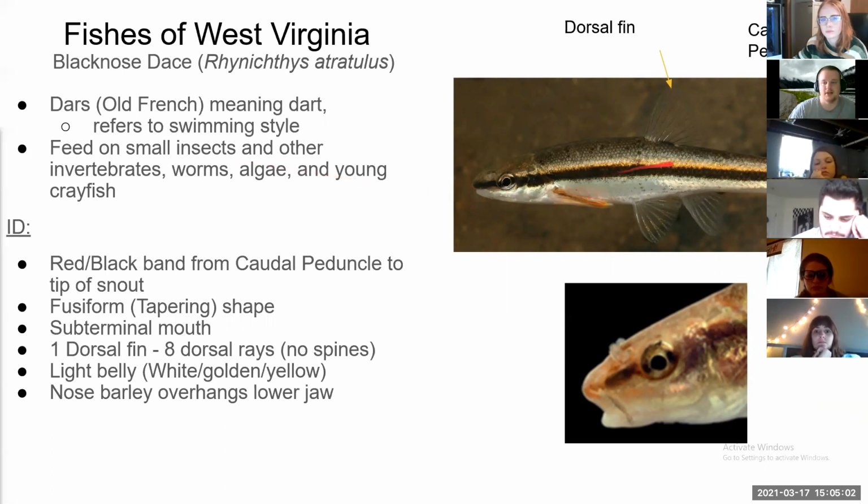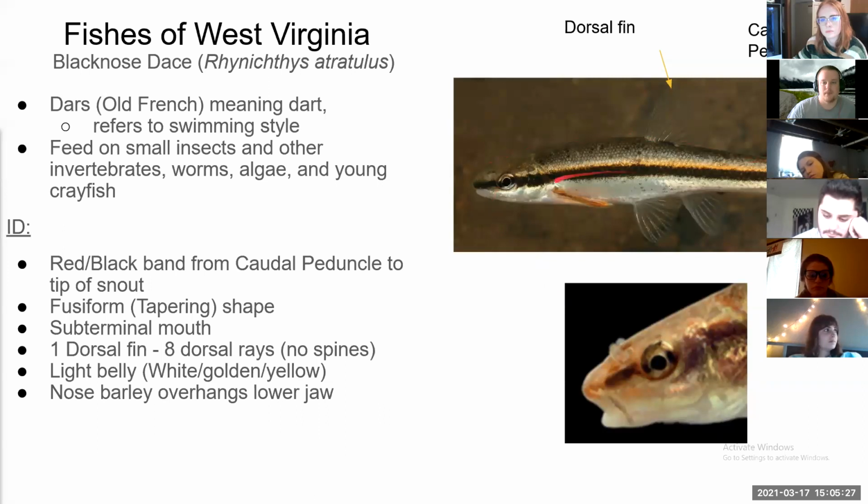So the key identifying characteristic I always use, so this is the caudal peduncle. It's this bone right here before the caudal fin or its tail. So it'll have this dark black line, sometimes with a reddish band along the side of it, that extends from the caudal peduncle all the way up past the eye to the tip of the snout. So you can see that here.